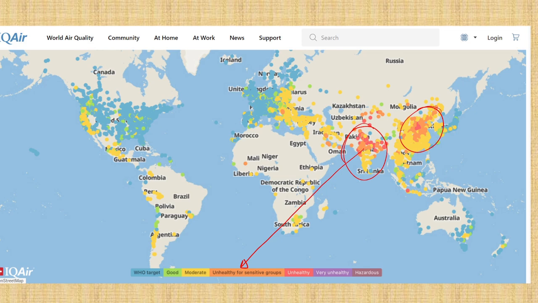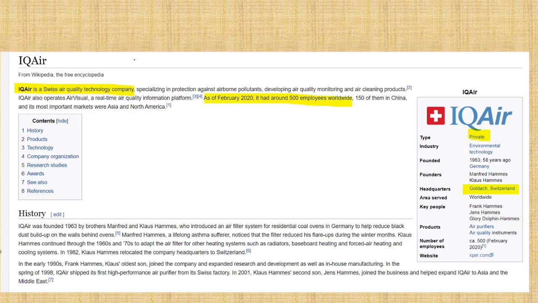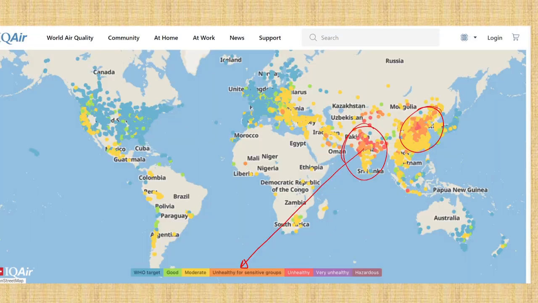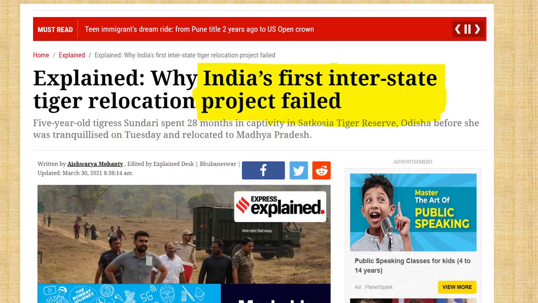I do not know whether this will come, but World Air Quality Report, we will assume some international organization has done this report. But it is done by IQAir. It is a private enterprise in Switzerland. Anyways, have a look at it. World Air Quality Report is done by IQAir.